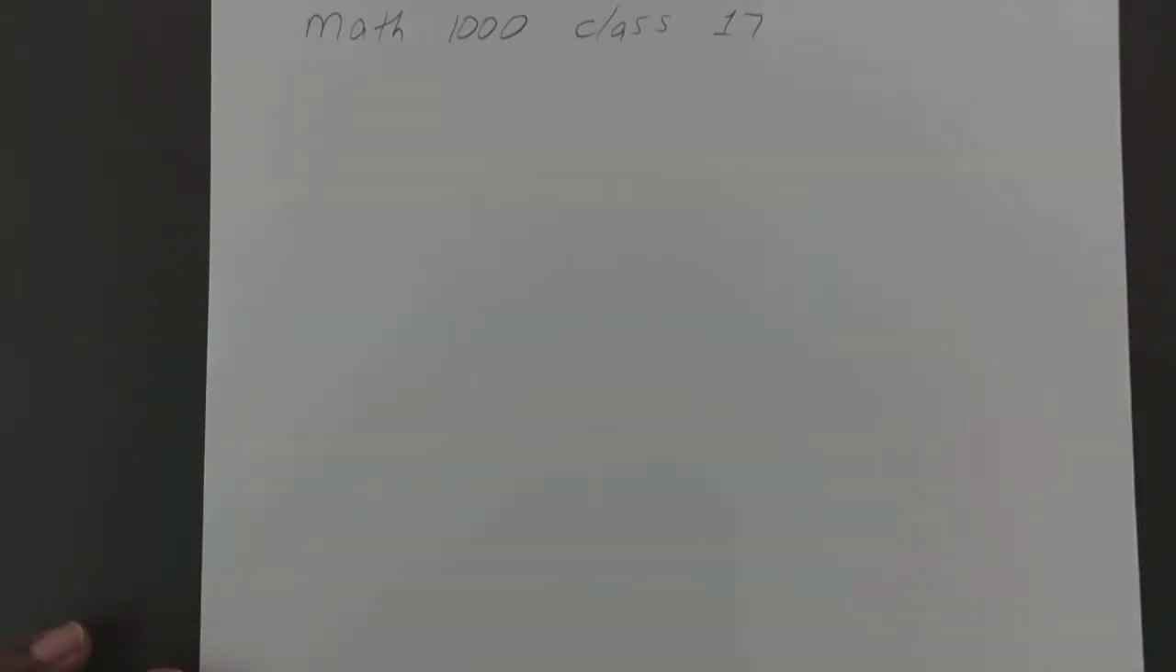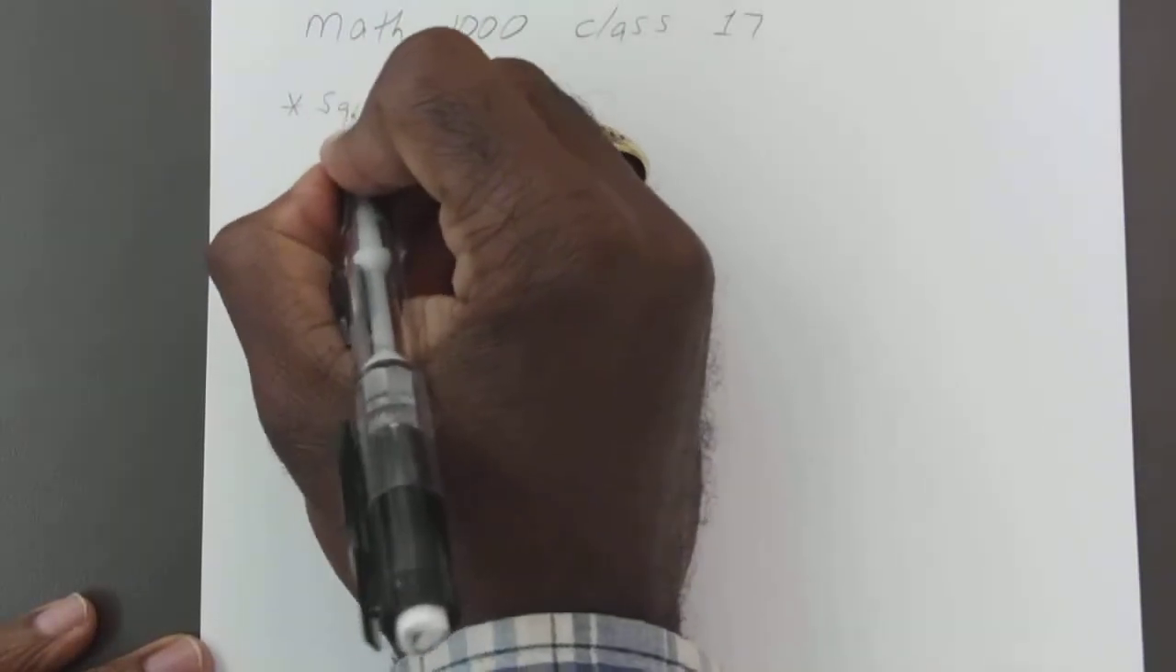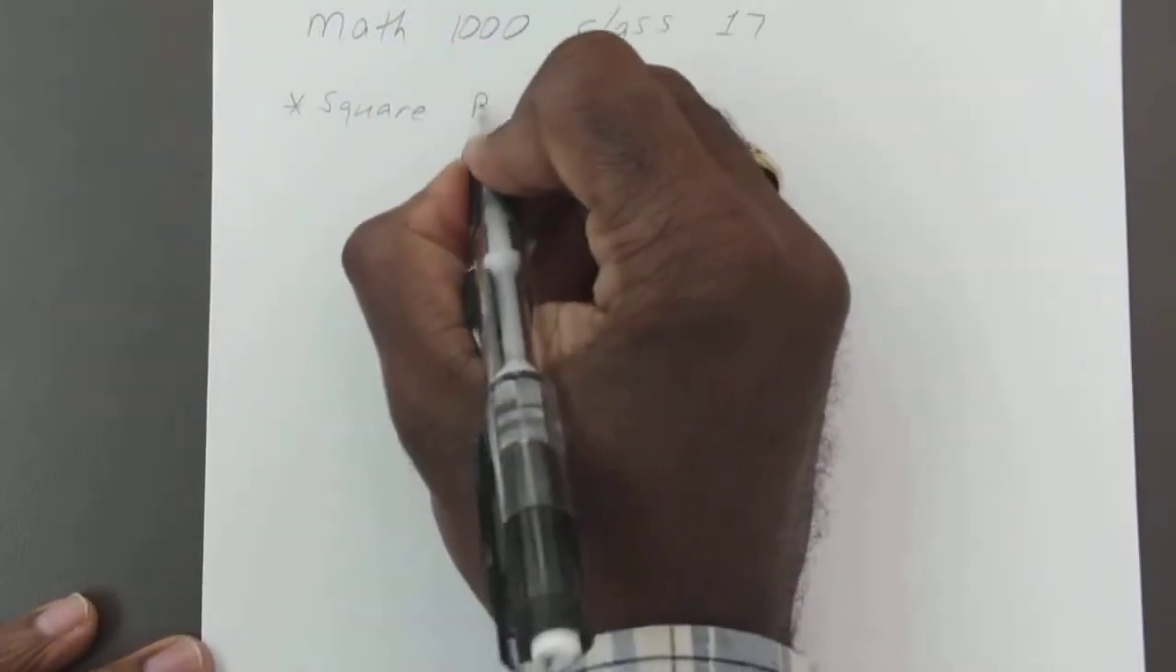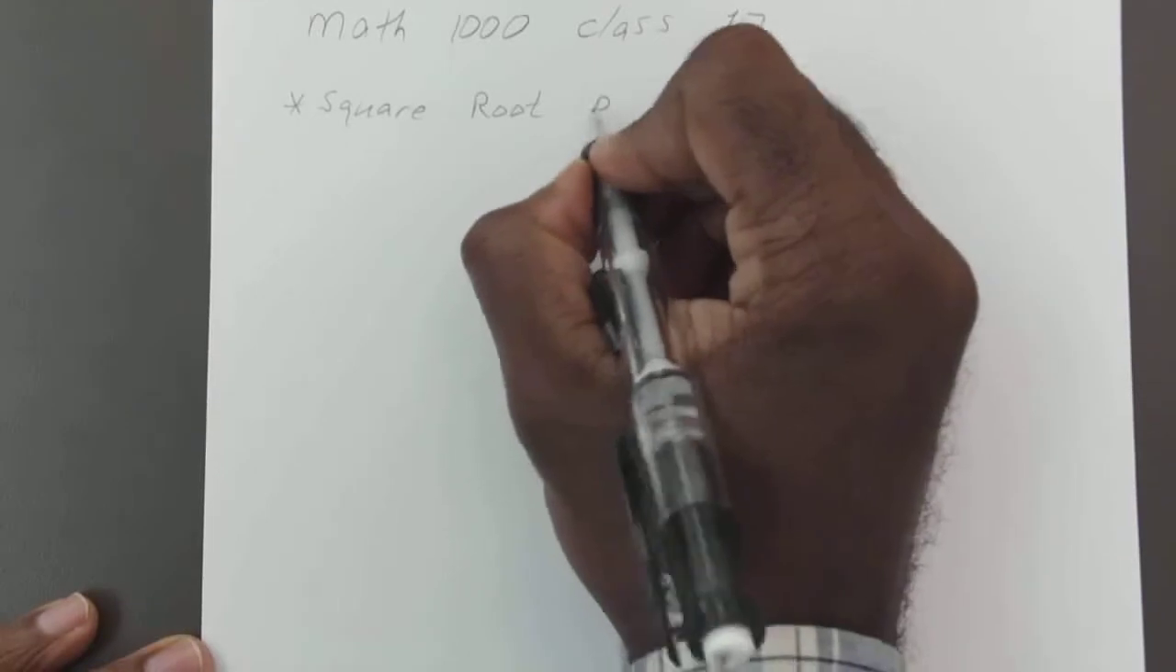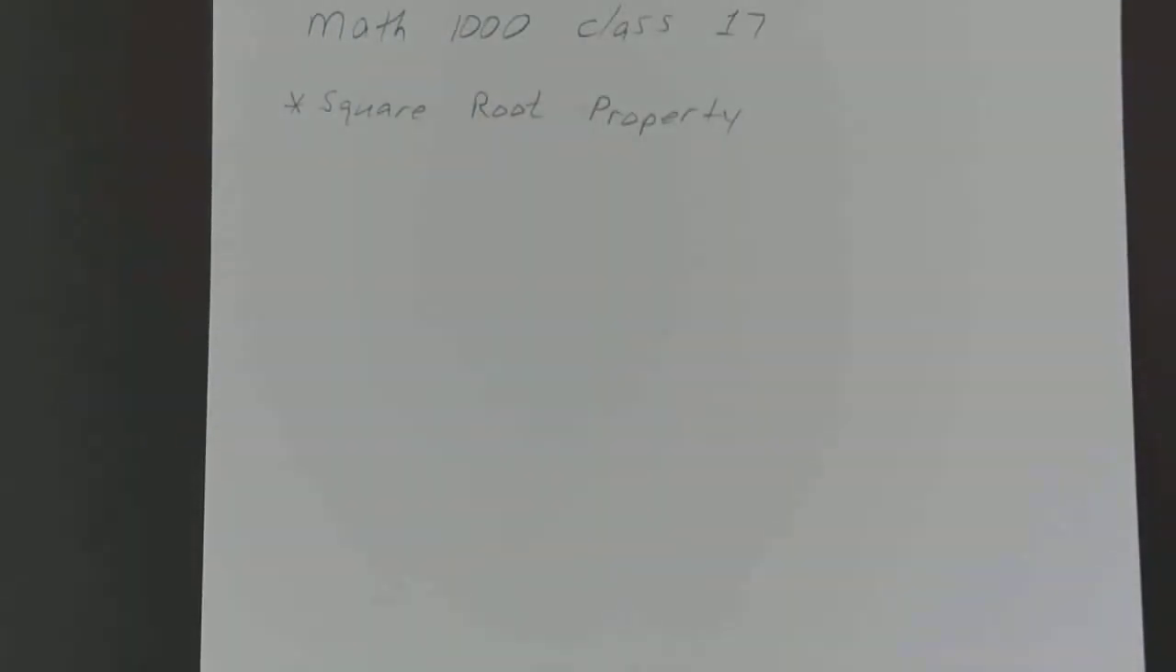Today we're going to start on the square root property. Okay, so really it's just a twist on what we've been using anyway.